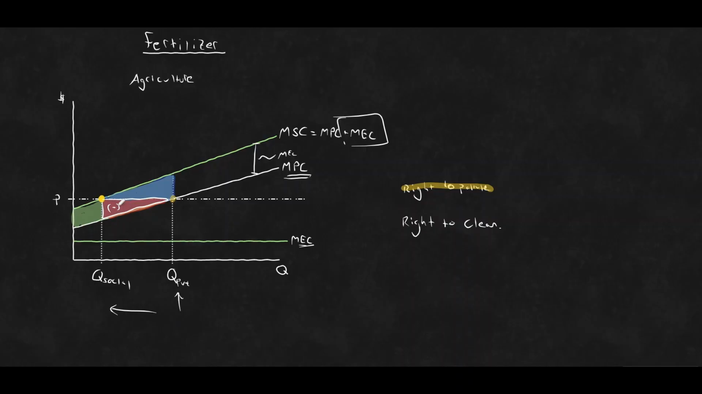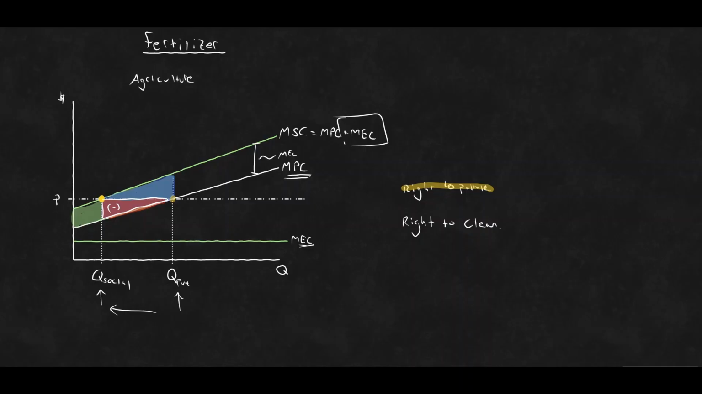By providing them that compensation, that red area there, we can incentivize them to produce less and use less fertilizer. As a result, they would be happy to be at Q social if they were made whole from this loss, such that they win. They're no worse off. But what you have to keep in mind is in this case, we are paying the polluters not to pollute.